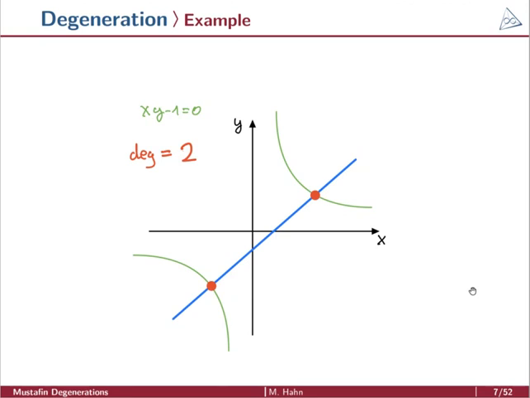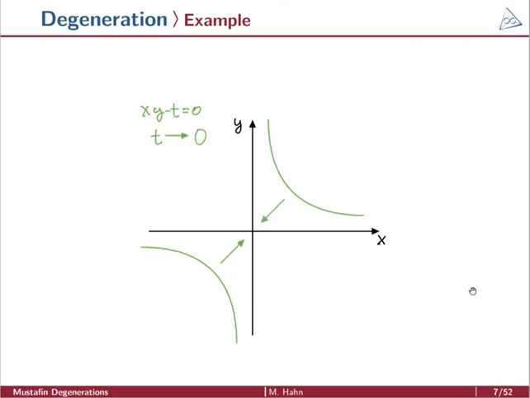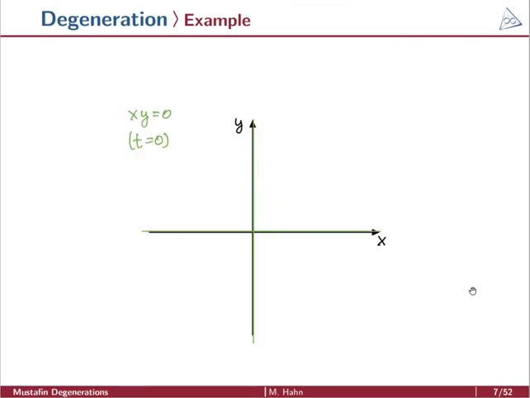Well, in this case, we can simply replace the 1 by a parameter t. For t equal to 1, we get the curve back that we started with. And now we let t go to 0. When we let t go to 0, this curve gets closer and closer to the coordinate axes, and in the limit, we get the union of the two coordinate axes. So we get the x-axis and the y-axis.